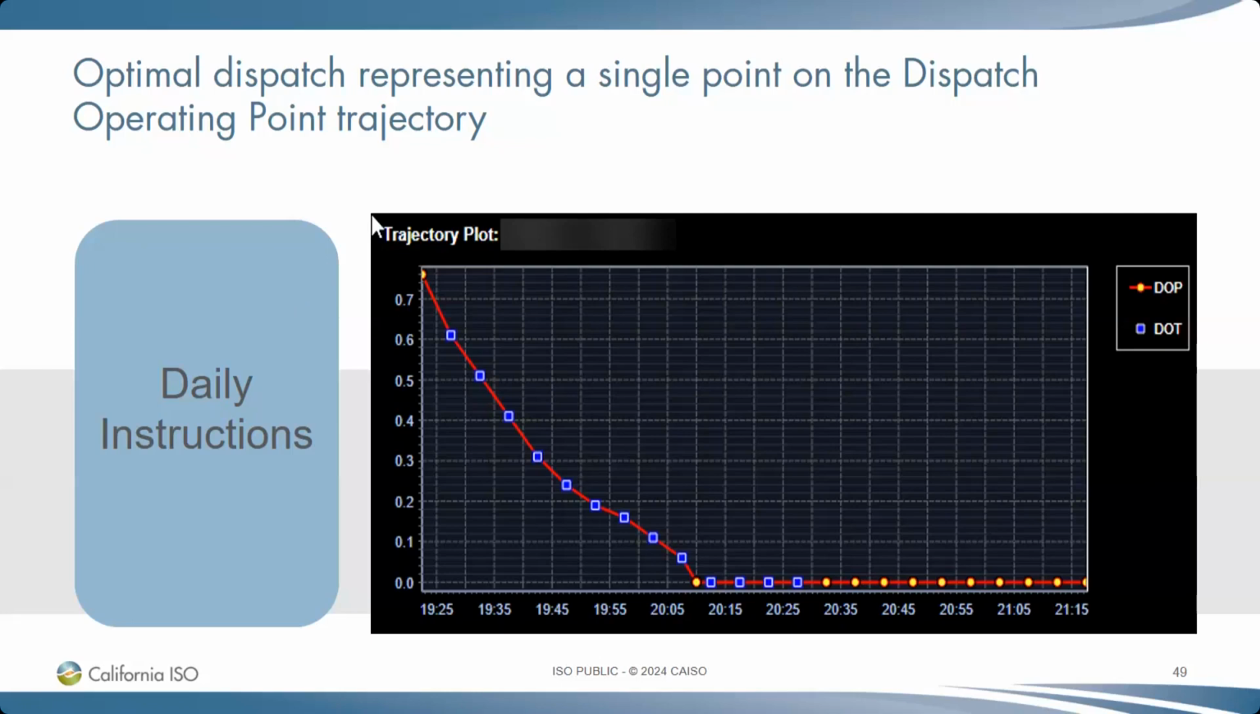So you can see here the blue boxes, those are the dispatch operating targets. Those are the 5 minutes that you're following. Our operating points are represented by the little circle there.